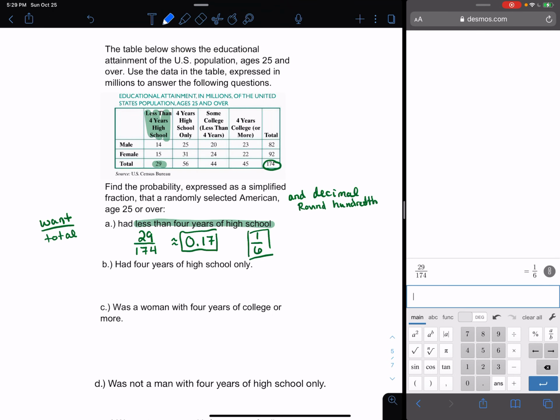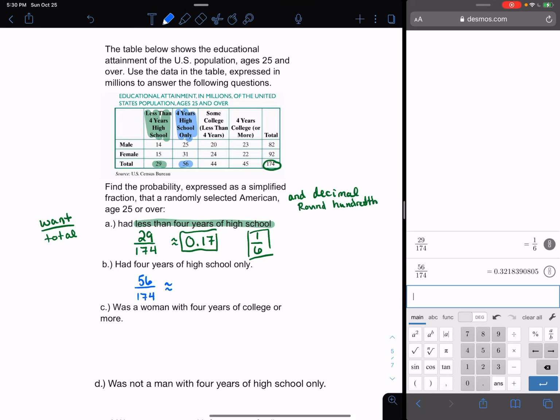They said had 4 years of high school only. So I know that total amount is still 174. If I'm looking at the 4 years of high school only, once again, they didn't tell me males or females, so I'm going to go down to that total, and it gives me 56. So I'll do 56 divided by 174. That gives me this answer as a decimal.